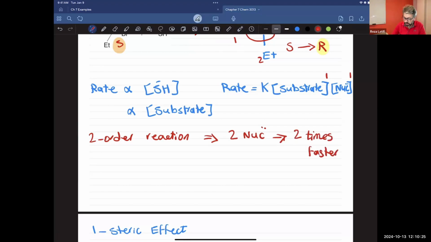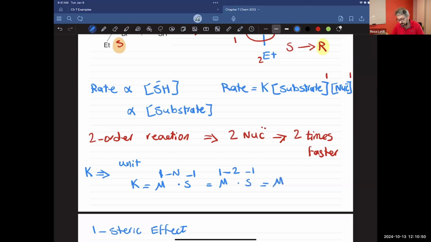And they might ask you, because this one is second order, what's the unit for K? How do I find the unit of K? Say this: the unit for K will be M to the 1 minus n multiplied by s to the minus 1. And what's n? n is the order of the reaction. So it will be M to the 1 minus 2 multiplied by s to the minus 1. The unit for K will be M to the minus 1 s to the minus 1, which is equal to 1 over M multiplied by s. This is a second order reaction, K is the rate constant, and the unit for the rate constant is 1 over molar second.